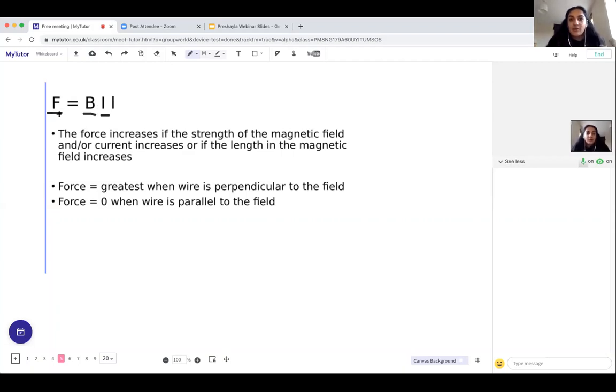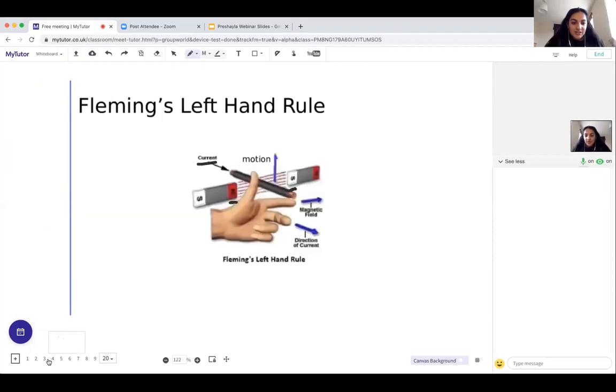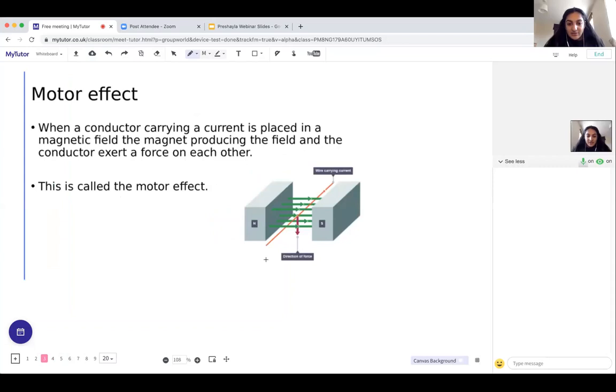So how can we make our conductor move with more force? Well, we can increase the strength of the magnetic field, we can increase the current going through the conductor, or we can increase the amount of conductor that is in the magnetic field. So as you can see here, if we were to increase the length of the conductor in the magnetic field, that would provide a bigger force.